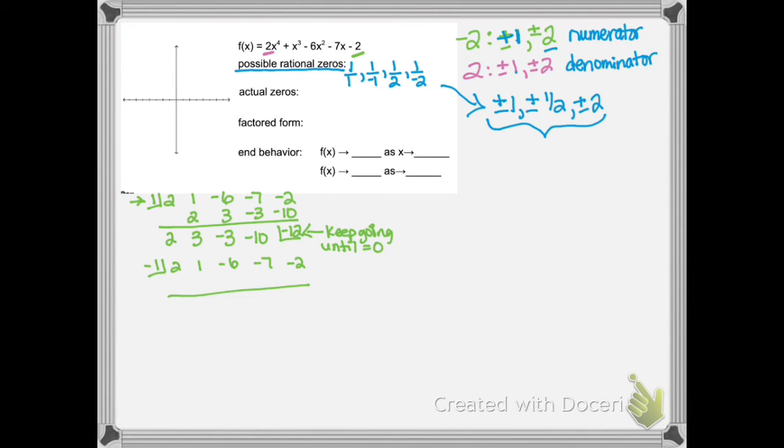So again, I'm going to bring down the 2. Multiplying 2 times -1 is -2. Adding 1 and -2 is -1. Multiplying -1 and -1 is 1. Adding -6 and 1 is -5. Multiplying -1 times -5 would be 5. -7 plus 5 is -2. -2 times -1 is +2. -2 plus 2 would be 0. There we go. There's one of our actual zeros.